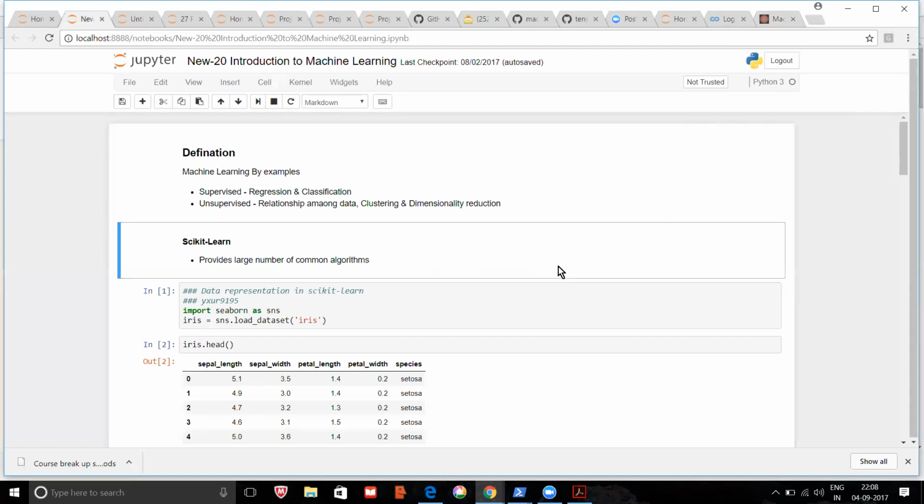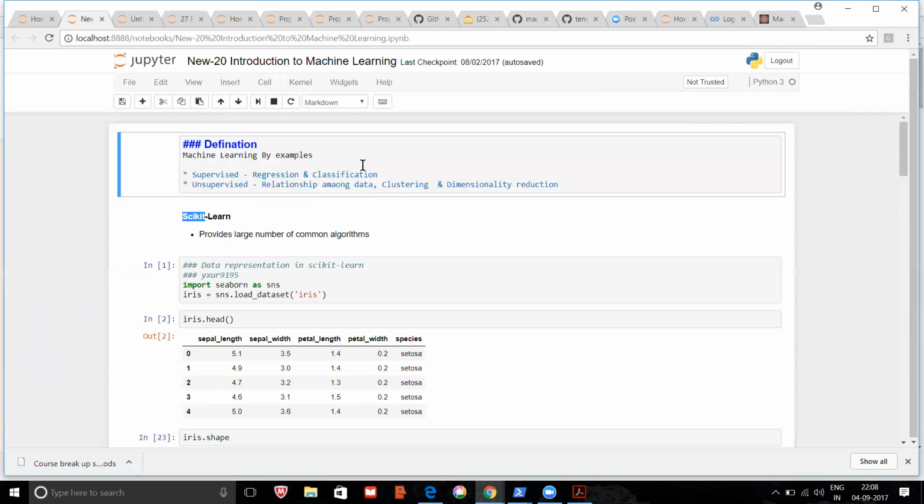Understood, right? Okay, so what is machine learning? Machine learning is developing a software which can do what our mind did. Machine learning is typically developing a software which can learn by example.